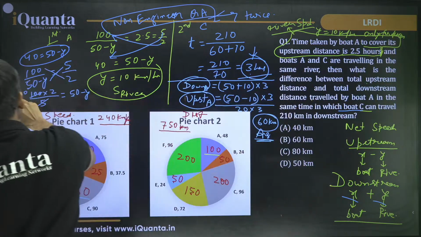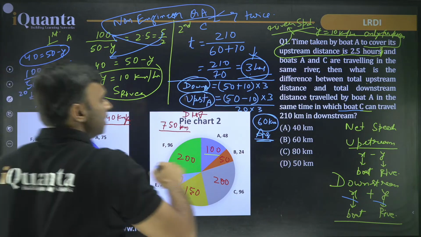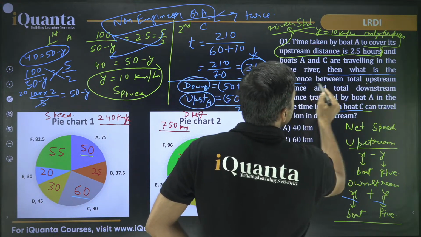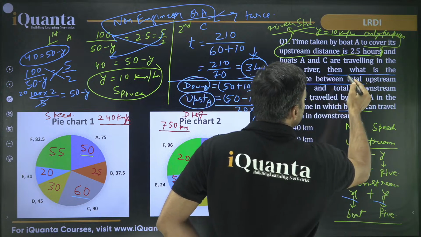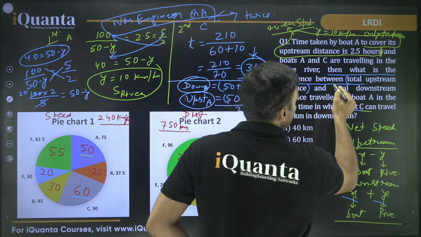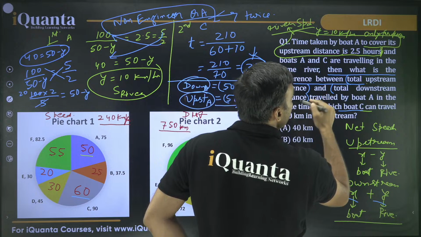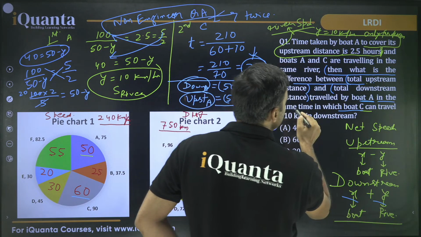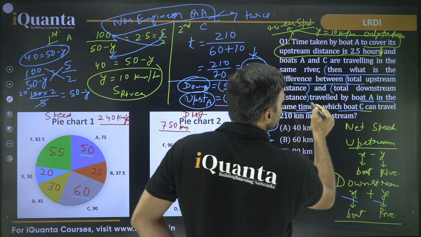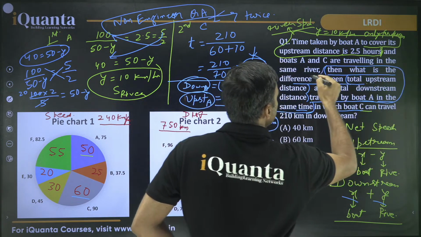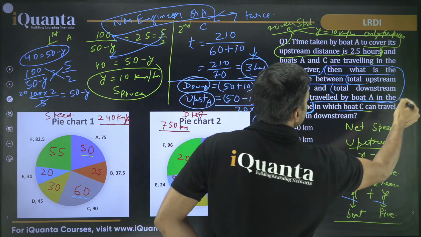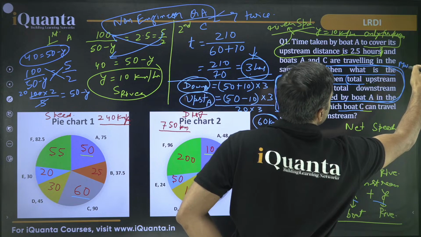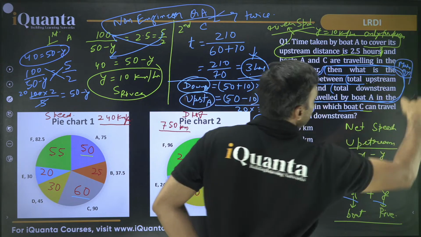Now the second part. What is the second part? The second part is, what is the difference between total upstream distance and total downstream distance, for boat A? Okay? In how much time? So this is the main question of this problem. This is what we have to find the answer for.